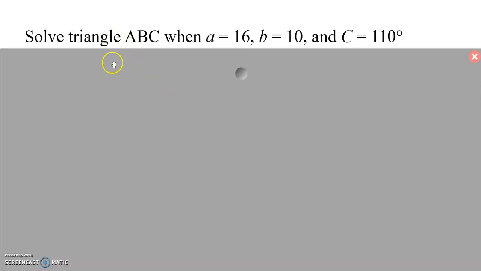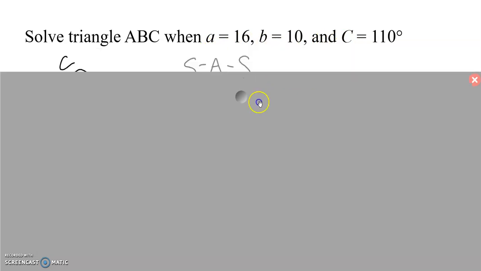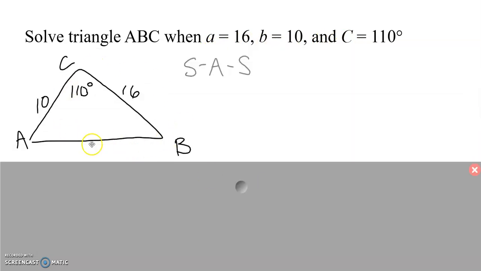So let's say there's a triangle called ABC in which side length A is 16, side length B is 10, and angle C is 110 degrees. So I draw what I know about the triangle, and I identify, okay, this is a side angle side.